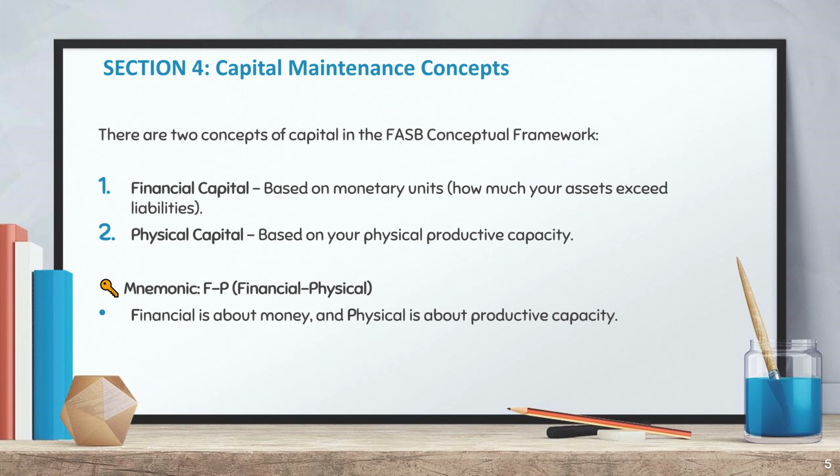Section 4. There are two concepts of capital in the FASB conceptual framework: financial capital, based on monetary units, how much your assets exceed liabilities, and physical, based on your physical productive capacity. Mnemonic, FP, financial physical. Financial is about money, and physical is about productive capacity.